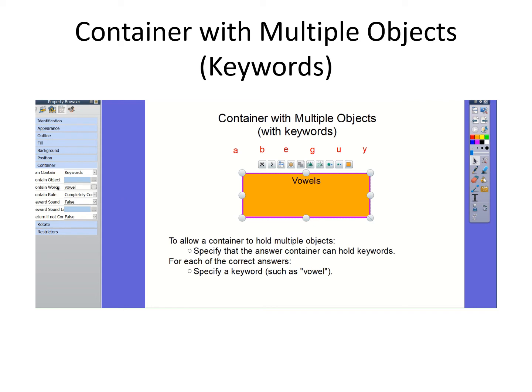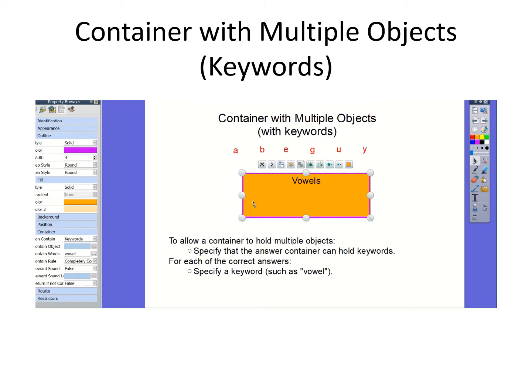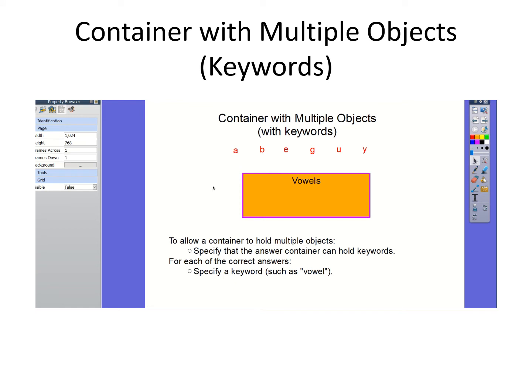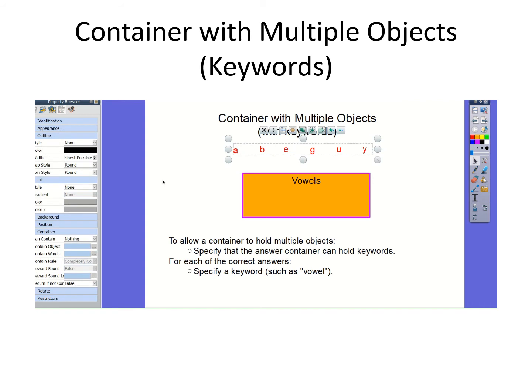Okay, so here it says can contain word vowel, completely contained. If I want a reward sound, I can put it in. For now, I'll just skip that. And then I answer everything except for the last one, which would be return if not contained, because the answer area, the container, never moves. So there's no reason for it to return. As we did before, we can highlight all of the possible responses, go back to the container. I don't need to answer any of these questions except for the last, say true. So all of them have that.